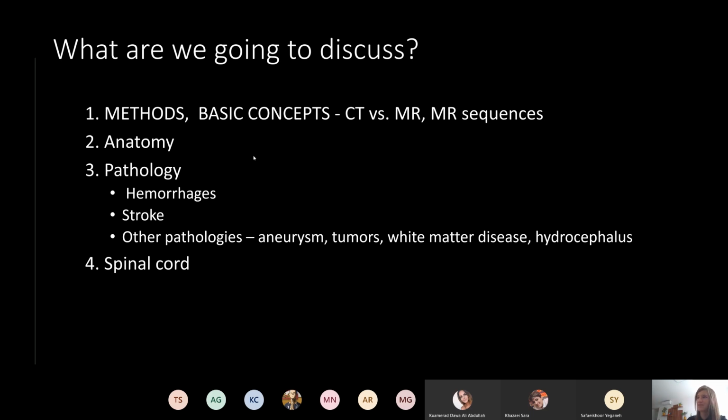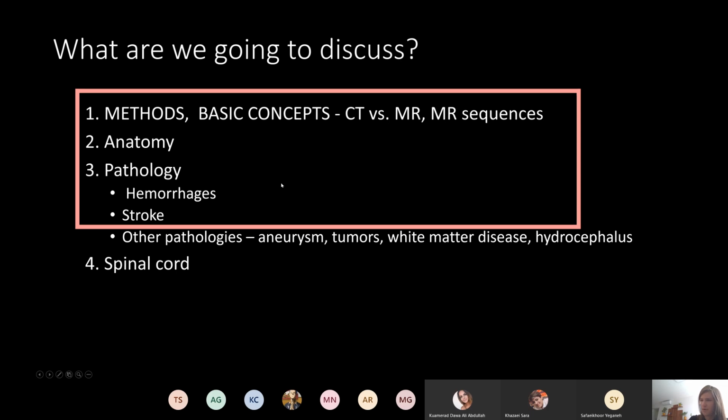So what are we going to discuss? First, we're going to talk about basic concepts in neuroradiology, about methods, CT and MRI. What's the difference between them? When do you need to order each of them? We're going to discuss the MRI sequences that you need to recognize for the exam. Then we're going to talk about anatomy a little bit. Then we're going to discuss some pathologies like hemorrhages, stroke, and some other pathologies. And then we're going to talk about the spinal cord. Among all these topics for the exam, these are the most important, so probably you're going to have questions about these topics.